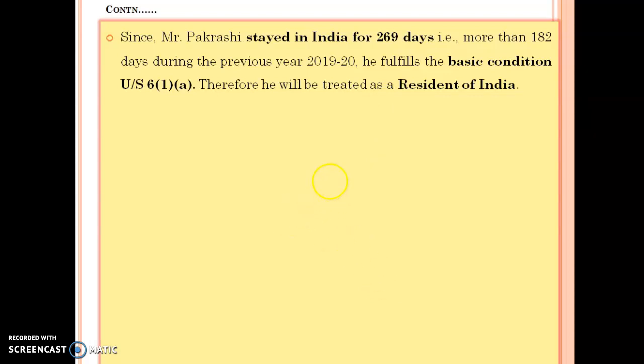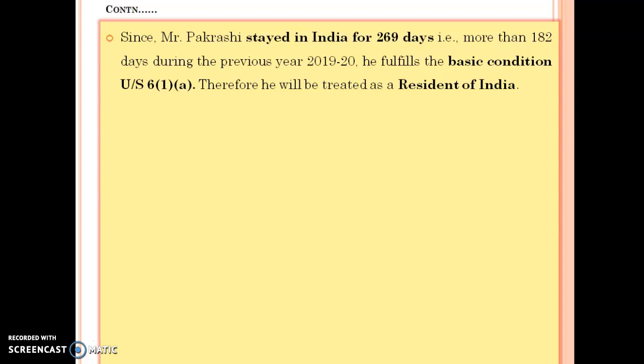Now as he fulfills the first basic condition under section 6(1), we don't have to find out whether he fulfills the alternative condition or not. This is not applicable here as he fulfills the first basic condition. So he is a resident of India. Now as he is a resident of India, we have to go further. We have to find out whether he was a resident and ordinarily resident, or a resident but not ordinarily resident.